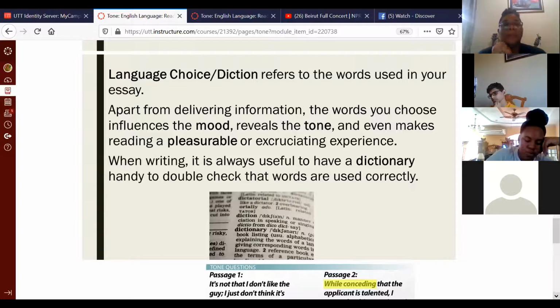So the words you use can make writing pleasurable or excruciating. It will affect the mood. It will reveal your tone. And overall, it would impact how the message is received, right?